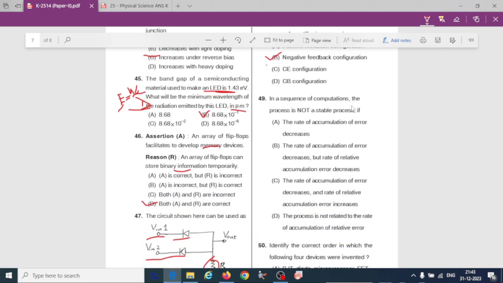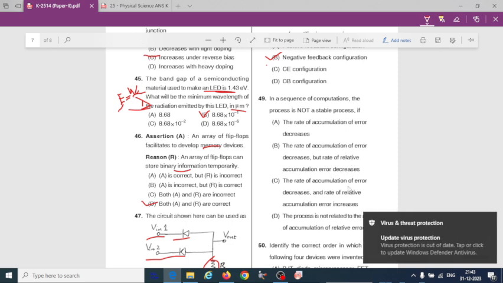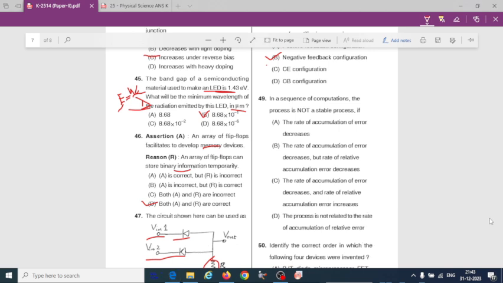In a sequence of computations, the process is not a stable process if the rate of accumulation of error decreases, but the rate of relative accumulation error decreases; the rate of accumulation of error decreases and the rate of relative accumulation error increases; the process is not related to the rate of accumulation of relative error. So in case of a sequence of computations, which among these four options is not correct? That is option C: the rate of accumulation of error decreases and the rate of relative accumulation error increases.